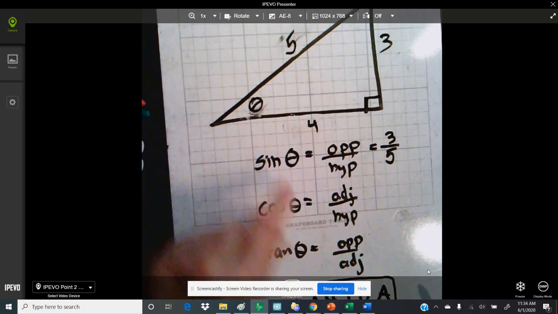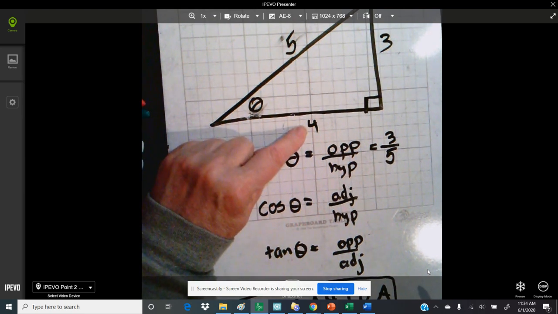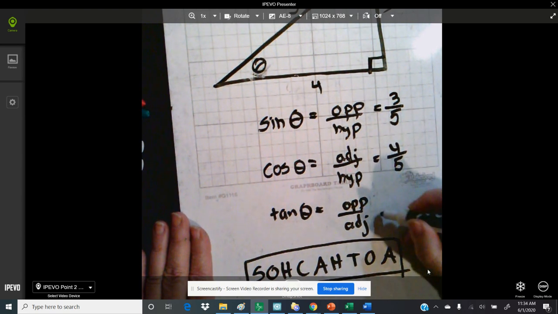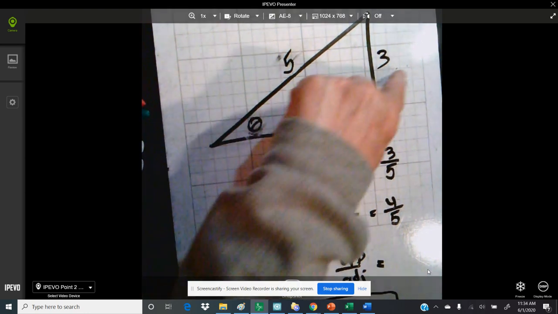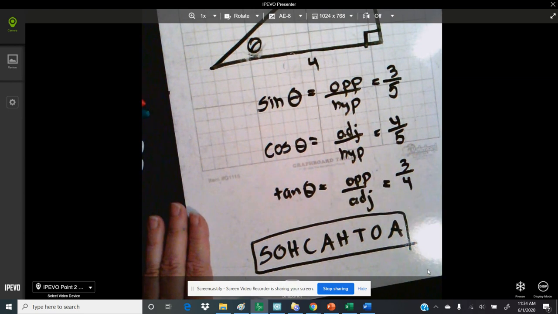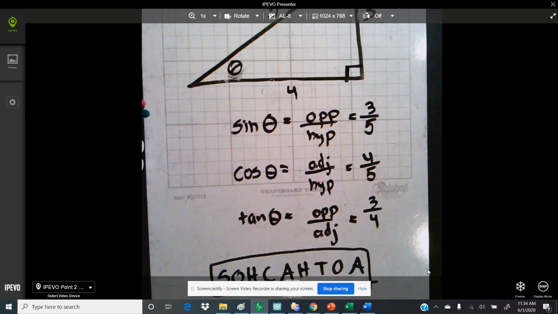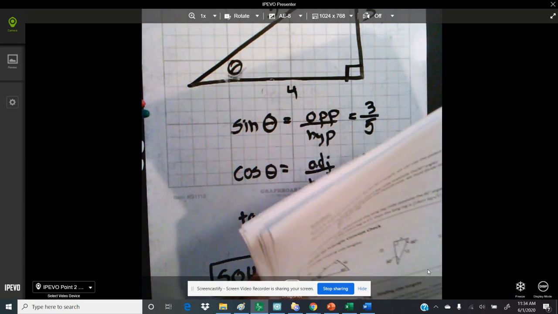If I said, well, what is the cosine of the angle? Well, the cosine is the adjacent, so the one that's right next to the angle, over the hypotenuse. So this would be 4 over 5. And if I said, well, what is the tangent? The tangent is going to be the opposite over the adjacent, so 3/4. Now, that doesn't tell you an awful lot just on the surface level. All it tells you is the ratio of the sides. But I'll show you in a minute how you can use it to actually find side lengths. But let's go along with the notes here.